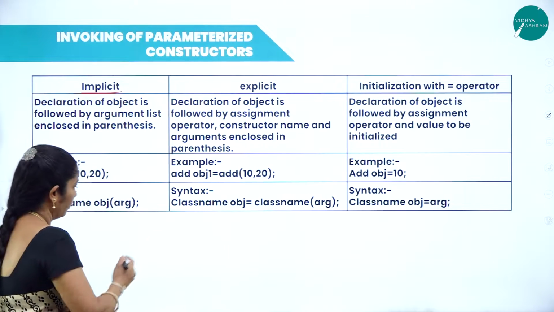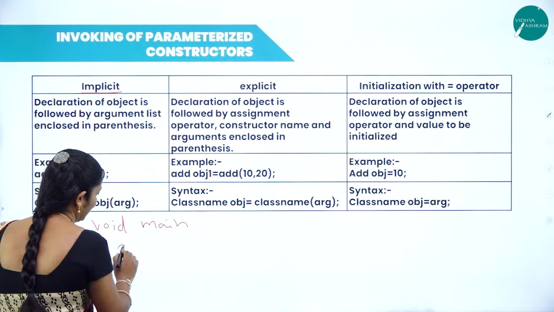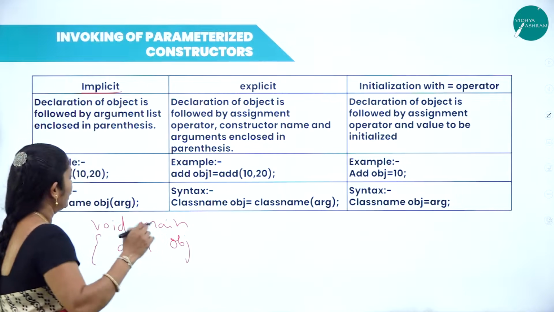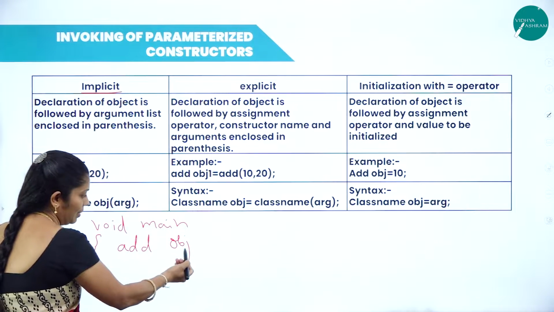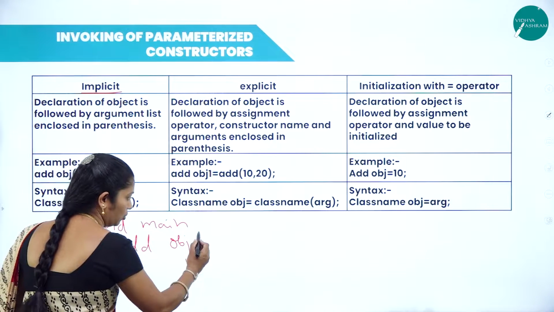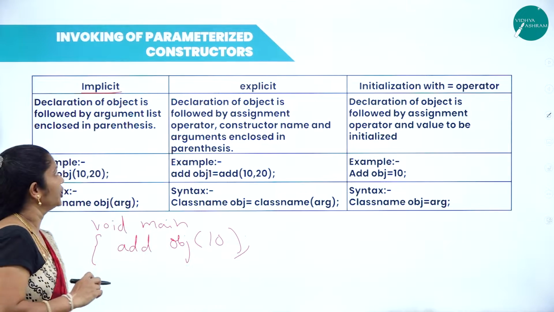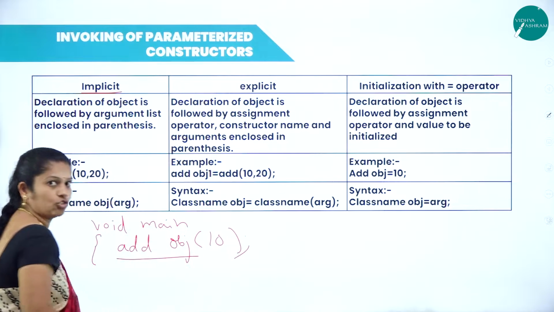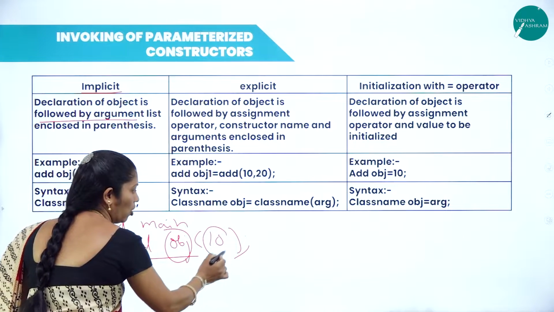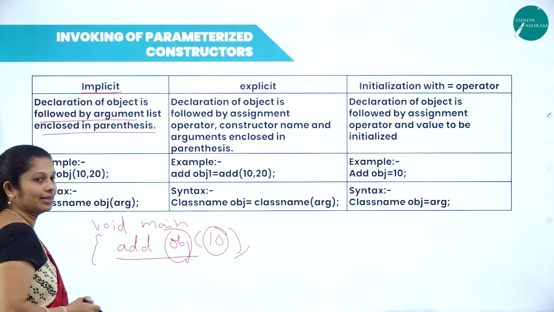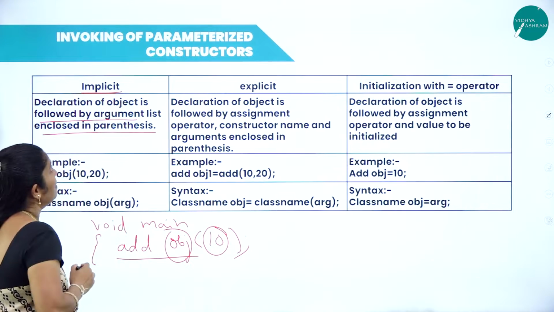For example, in the main program, void main, here we are creating the object. The class name we have given is add. Then the object name we will write. In implicit call, at the time of declaration or creation of the object, add is the class name and the object is written. Immediately after writing the object, if you write the arguments here itself, for example, 10, 20, anything, then it is called an implicit call. The declaration of object is followed by an argument list enclosed in a parenthesis. Parenthesis is nothing but brackets. That is nothing but implicit call.